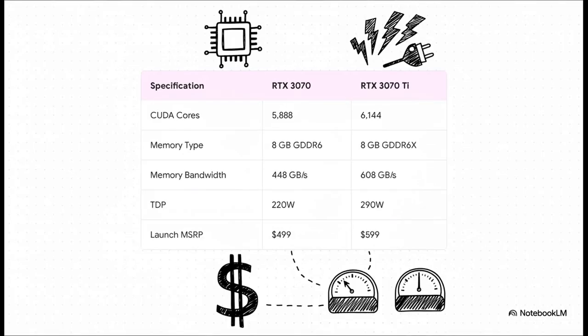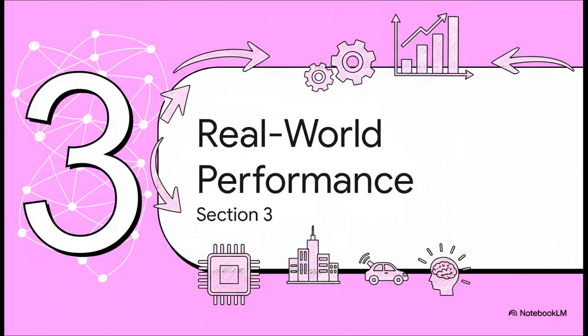All right, so let's pull all that together and look at the big picture. This table lays it all out, side by side. You can clearly see the Ti's lead in cores and especially that bandwidth. But you'll also see the trade-offs, right? A higher power draw, that TDP, and a $100 price difference at launch. The bottom line? More power is going to cost you more, both when you buy it and on your electricity bill. Okay, specs on a page are one thing, but how does this stuff actually perform in the real world when you're trying to run an AI model?